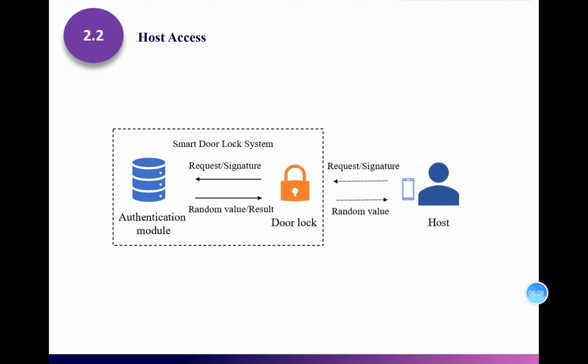Next, I will talk about the host access condition. Similar to the visitor condition, there are three types of entities, including the door lock, the authentication module, and the host. All entities in the system have communication ability. When receiving an unlocking request from the host, the door lock transmits it to the authentication module to authenticate the request and decide whether to unlock the door lock or not.